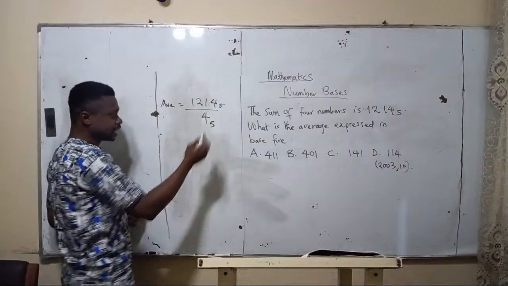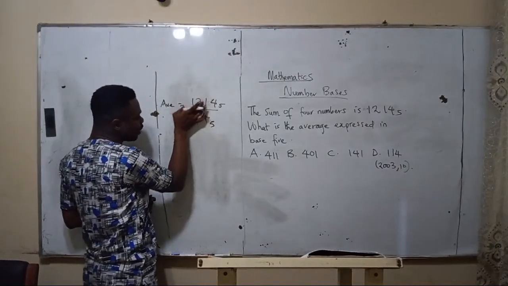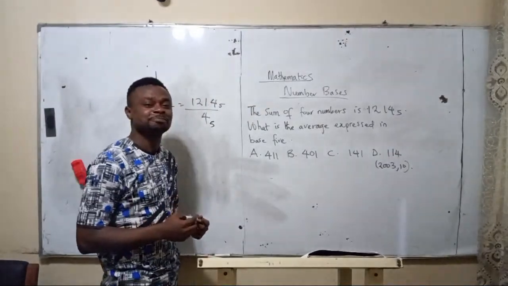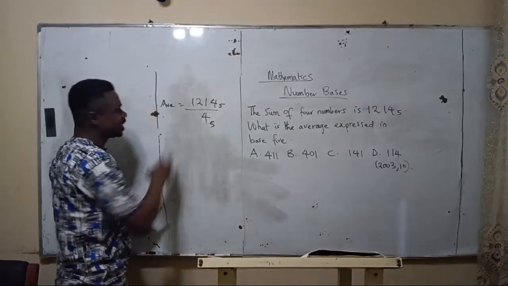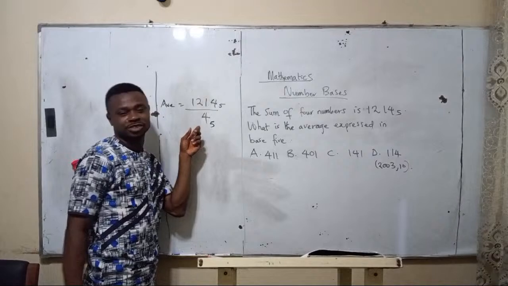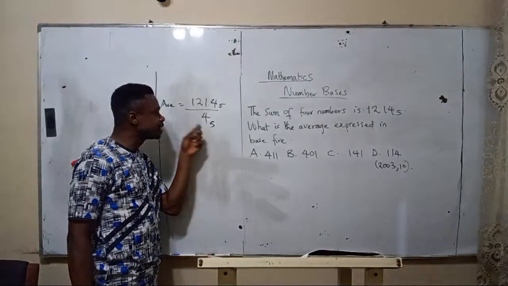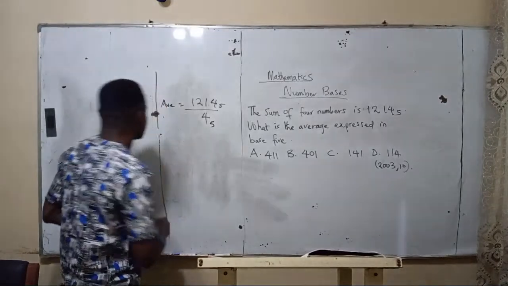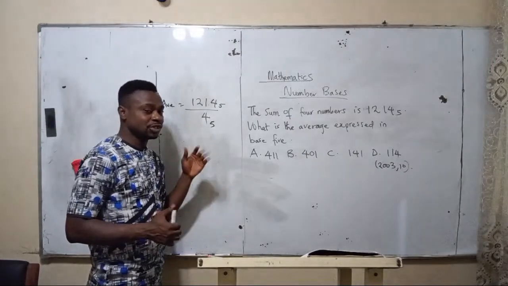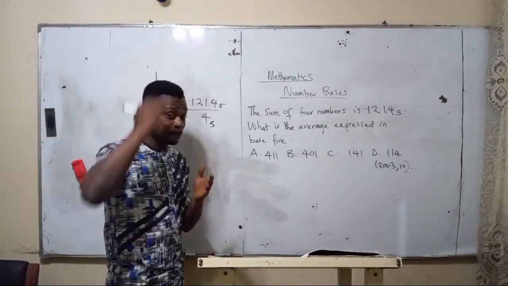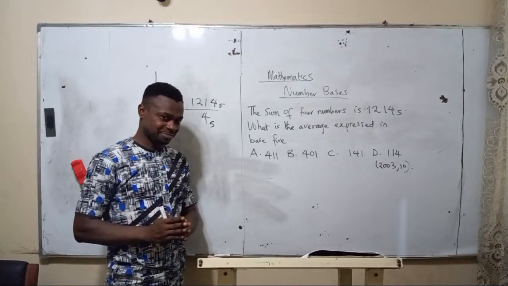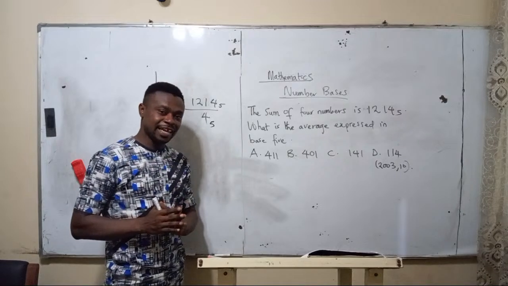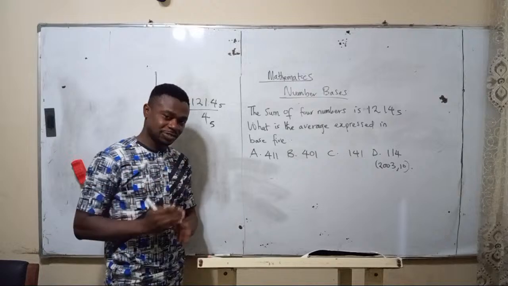Alright, so if that's the case, let's continue. Let's now divide 1214 to base 5 by 4 to base 5 to get our answer. Now, how do we divide this? This is not your ordinary division. If you follow it like that, error will ensue. So I want us to do it using this method. You know, if you divide 4 by 2, it will give you 2.